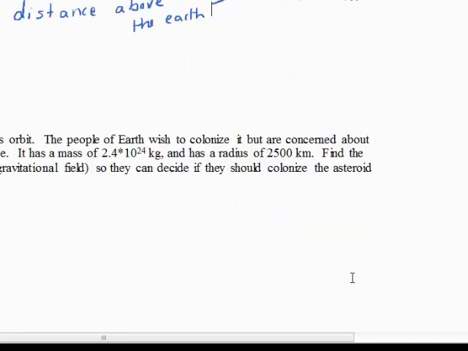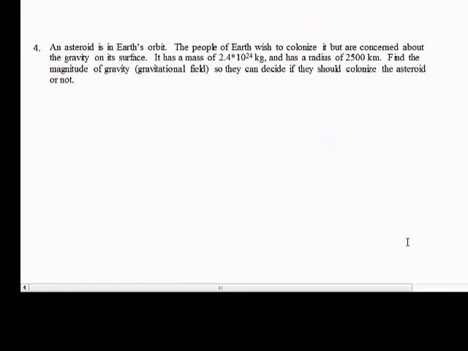Moving on to number 4. An asteroid is in the Earth's orbit. The people of Earth wish to colonize it, but are concerned about the gravity on its surface. It has a mass of 2.4 times 10 to the 24th kilograms and has a radius of 2,500 kilometers. Find the magnitude of gravity, the gravitational field, so they can decide if they should colonize the asteroid or not.